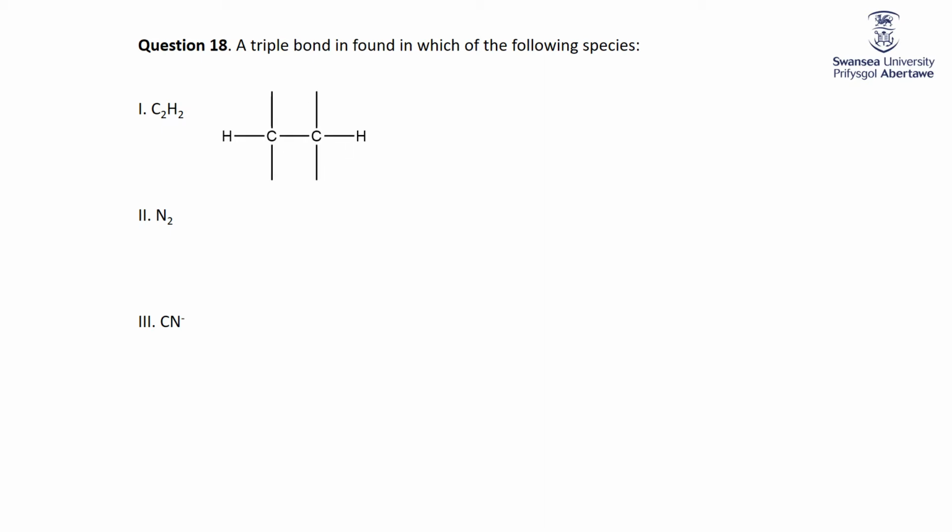Well, C2H2 we've already done before. It contains a triple bond because you've got a bond between the carbons and a bond between carbon and hydrogen. You're still left with each carbon needing 2 more bonds, so it takes it up to a triple. Nitrogen, N2: each nitrogen wants 3 bonds, so the only way 2 nitrogens can get 3 bonds is to have 3 bonds with each other.